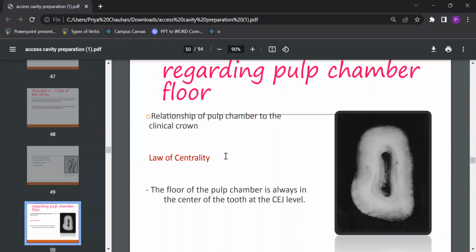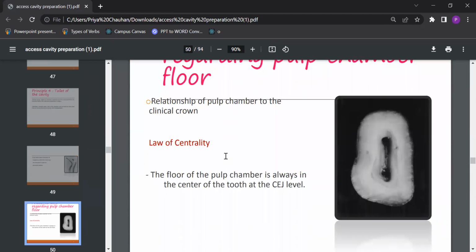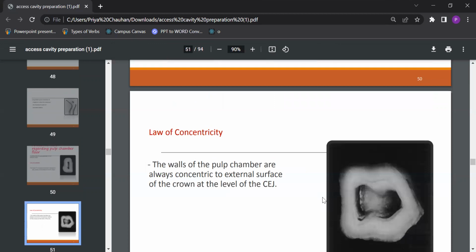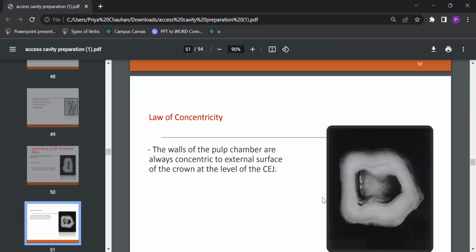So first is regarding the pulp chamber floor. What happens in this is the relationship of the pulp chamber to the clinical crown. First is the law of centrality. Okay, the floor of the pulp chamber is always in the center of the tooth at the CEJ level. Exactly, in the center of the tooth the pulp chamber will be. Straight diagram. Law of concentricity. These laws are very important.